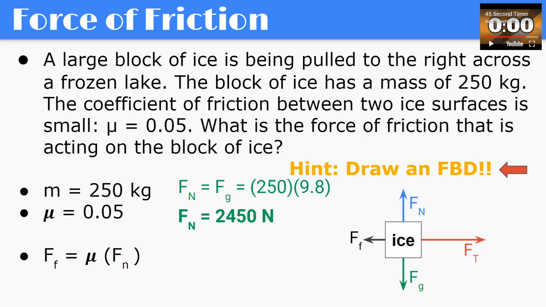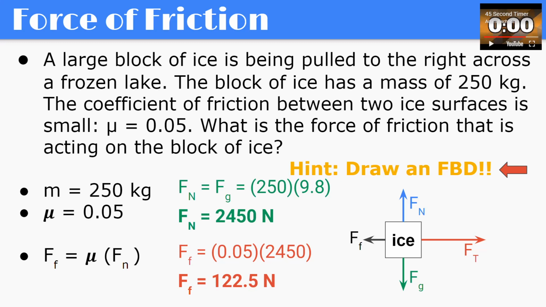Okay, so I have Fn now, and now that I have Fn, I can find Ff. Mu times Fn, 0.05 times 2,450, gives me 122.5 newtons. That is your force of friction. Okay, so that is how you would solve this particular question, although I'm going to give you a follow-up question in just a second. Does anybody have a question about this before I move on to that next part?